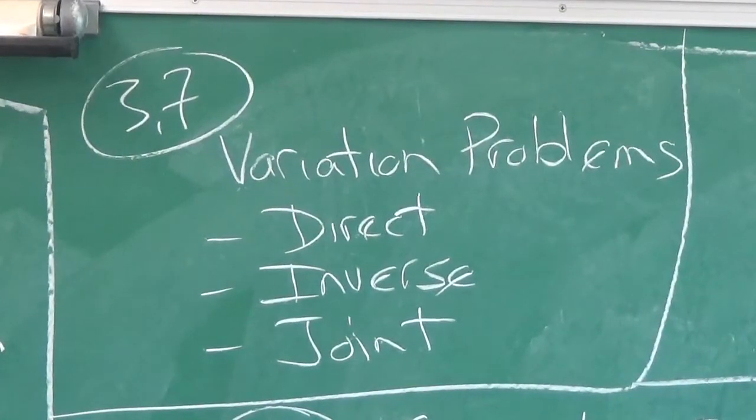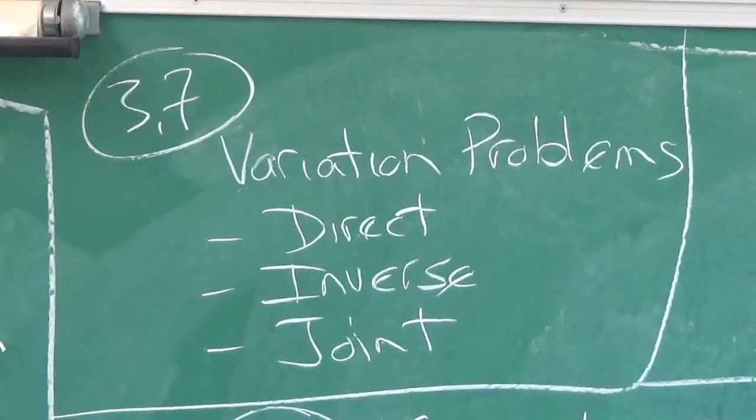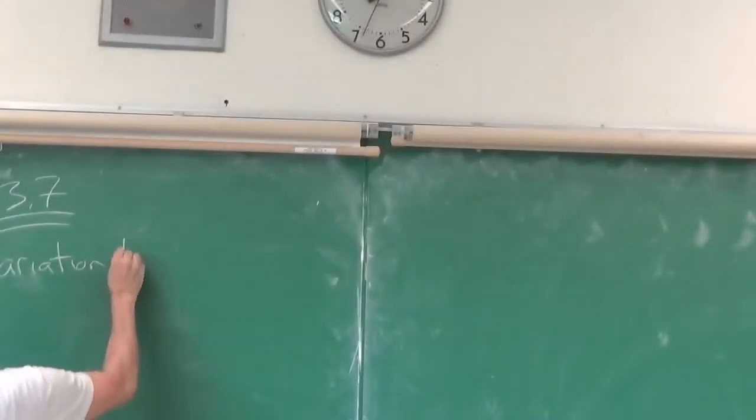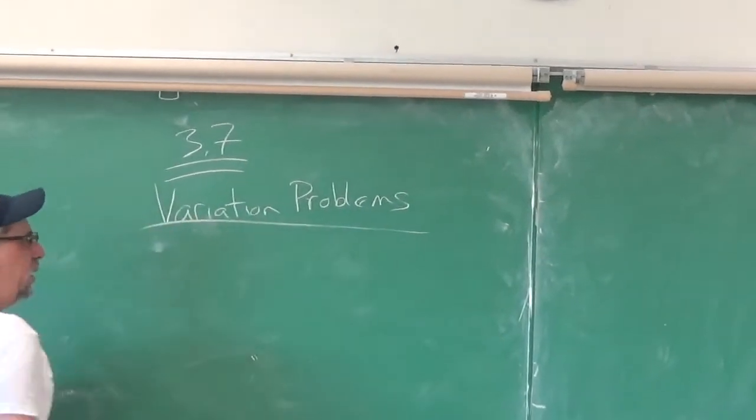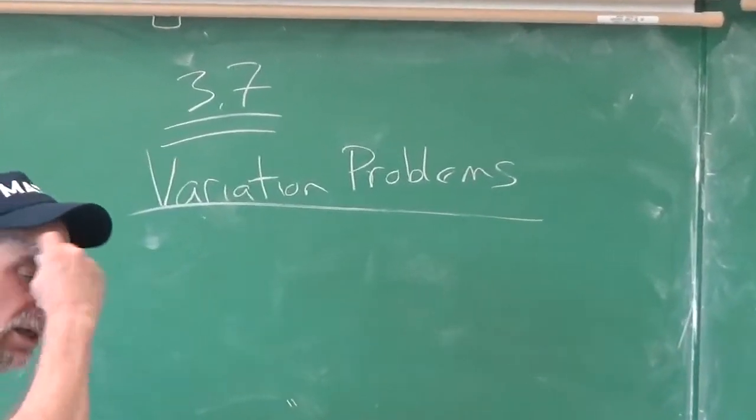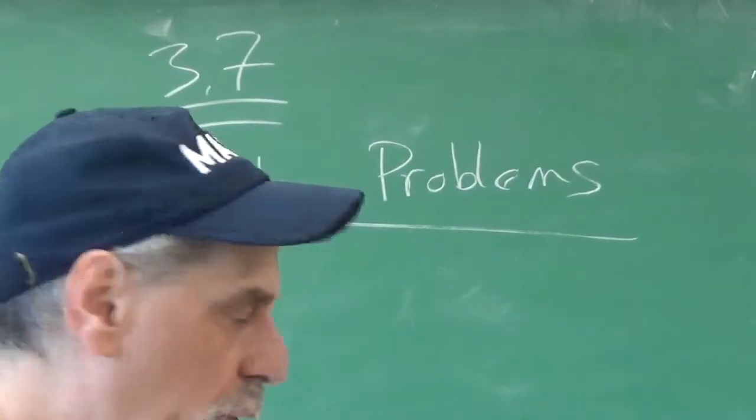Variation problems. Okay, this should be a pretty quick section. And these really have nothing to do with our previous sections in chapter 3. We're not doing any polynomial graphing in this section.